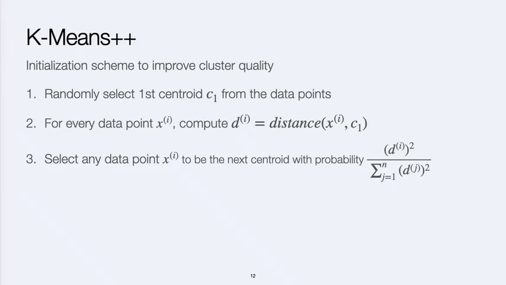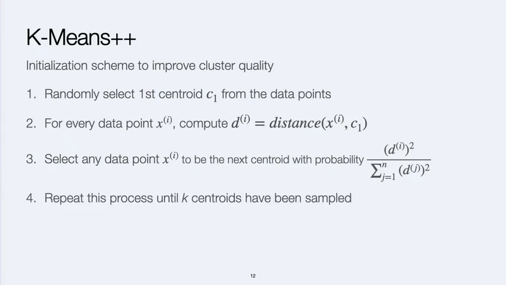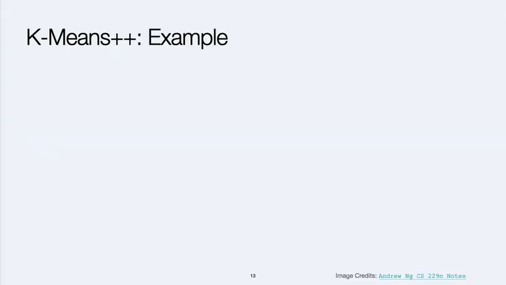The key idea here is that we want to calculate the distances, and the squared distance is going to be our metric to weigh different points. So if a data point is really far away, then its probability is going to be higher, right? Because its squared distance is higher relative to the sum of all the squared distances. So the probability of picking that farther away point is higher than if we picked a really close point. As a result, we will hopefully get centroids that are initialized really far away from each other and can generate good clusters. So we will repeat this process until all k centroids have been sampled, and then we'll start our convergence algorithm. So here's an example of this.